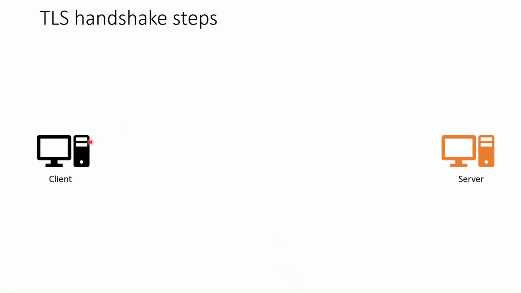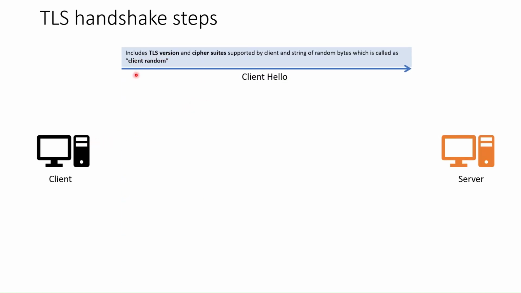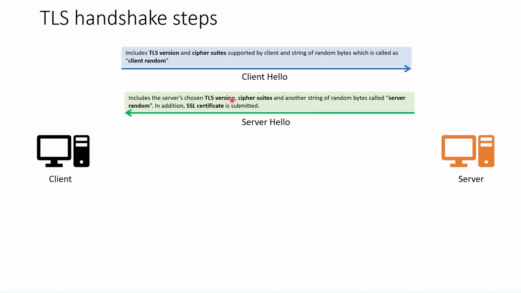TLS handshake starts with a client hello message, which includes the TLS version and cipher suites supported by the client. Also, this message includes the client random, which is a string of random bytes. In response, the server sends back a server hello message, which contains the server's chosen TLS version, cipher suites, and server random, which is another string of bytes. Also, the server submits its SSL certificate.